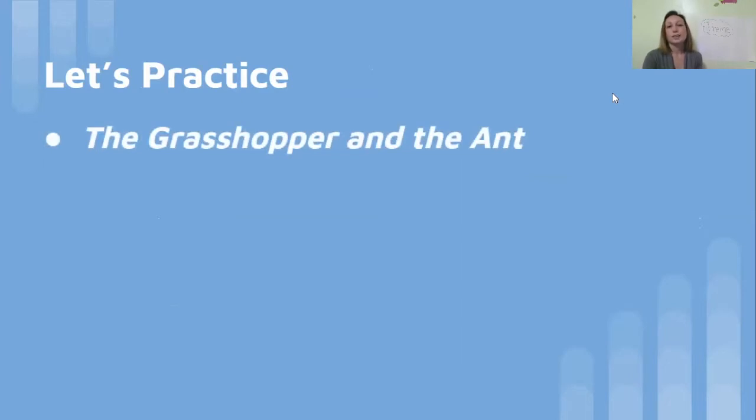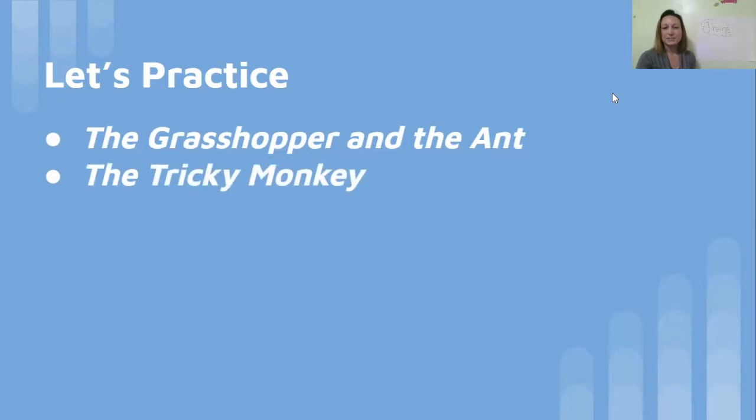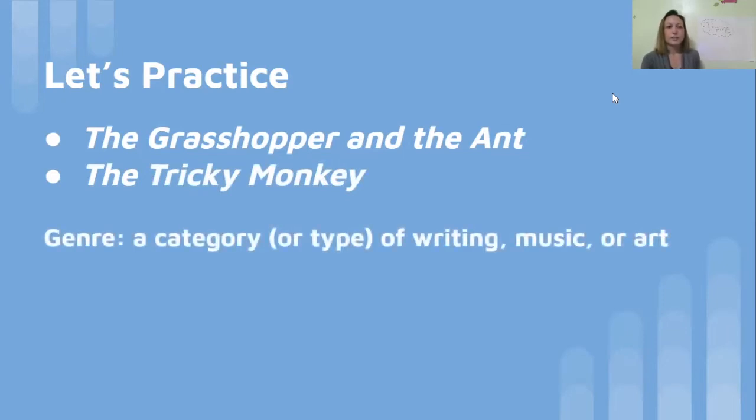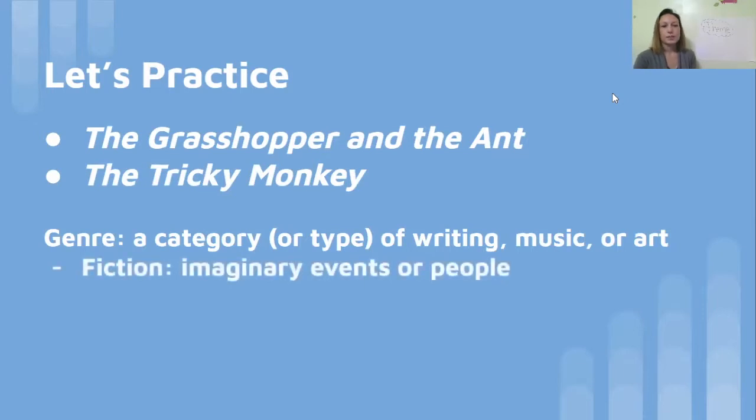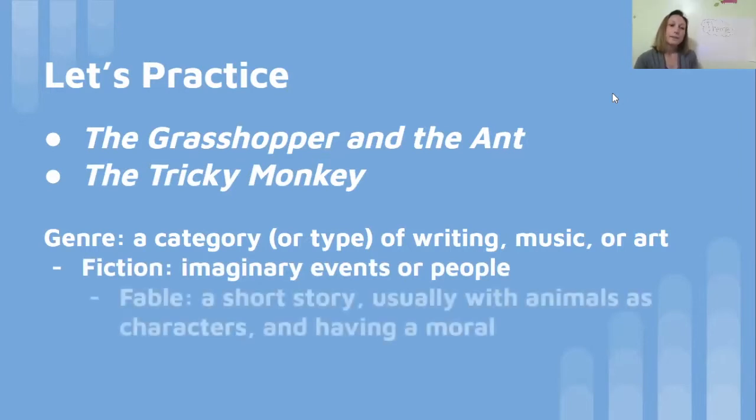So we are going to practice with several short stories today. We are going to look at the grasshopper and the ants and the tricky monkey. So we are going to talk about the genre of fable today. Genre is a category or type of writing, music, or art. Overall, we're in the category or genre of fiction, which is, we know, imaginary events or people. And a fable is a genre within fiction, a short story, usually with animals as characters and having a moral.